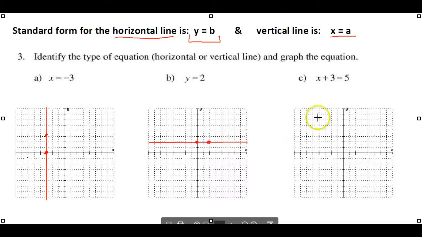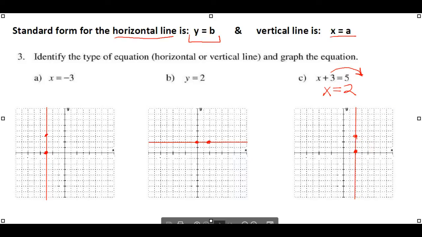In letter C, this is a little tricky, because we don't have what x is. We have to solve for x first. X equals, when we transpose the 3, becomes a negative 3, so x is actually 2. So a dot at 2, and then anywhere else, and then your line forms as a vertical line.